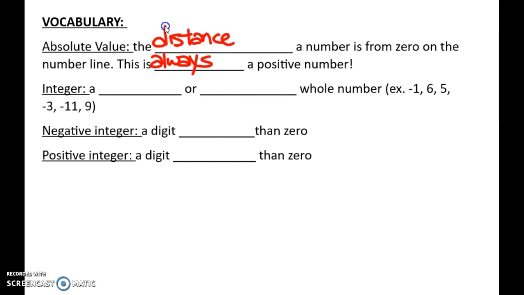An integer is, just like we said, a positive or negative whole number. So -1, 6, all of those numbers there are whole numbers, and they could be positive or negative. A negative integer is a digit less than 0, and a positive integer is a digit greater than 0.